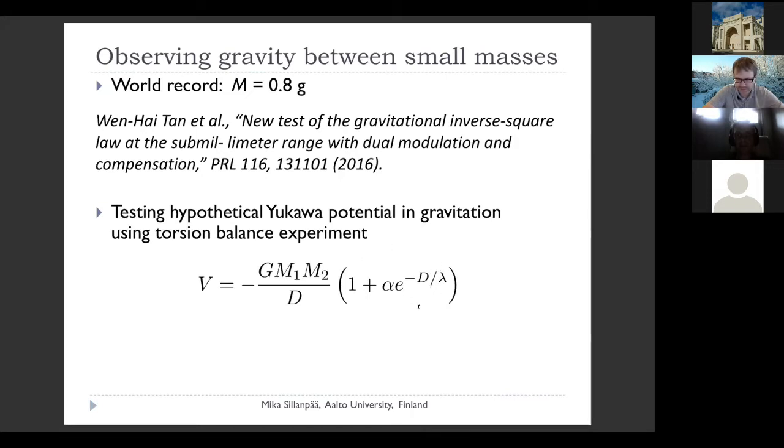The lambda is some length scale. Nobody knows what this is. It could be the Compton wavelength. It could be the Planck distance. And this has been measured in very similar systems as the Cavendish experiment. The world record of lowest mass is around 1 gram, and nobody has found any deviations from Newton's law.